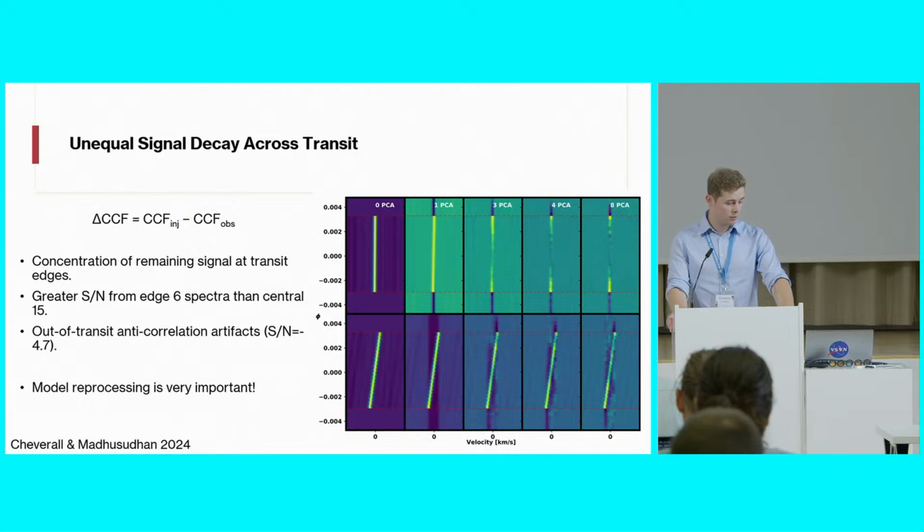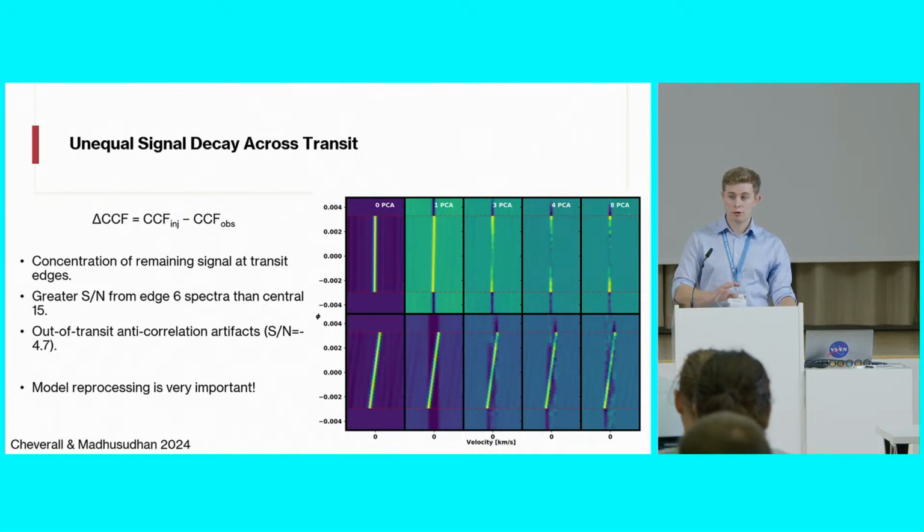Now looking at how these low velocity signals, after they've been recovered, vary with each PCA iteration applied. To monitor this, we used a delta CCF metric, which is a measure of the difference between a CCF with and without a signal injection. We show our results here on the right-hand side with a temperate planet on the top and a hot Jupiter-like planet on the bottom. And I think a few things stand out.